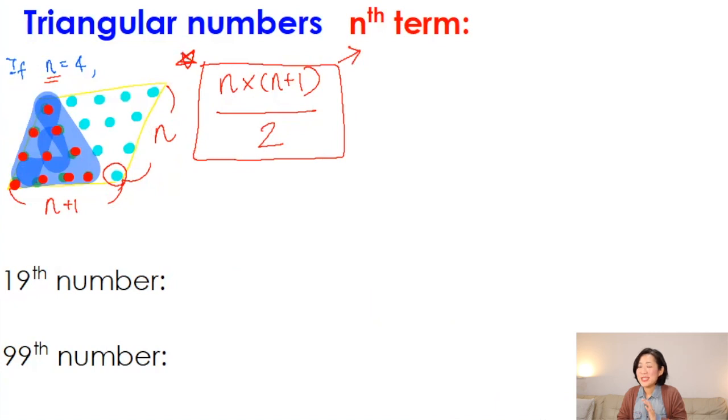Yeah, I know this is tricky, right? But I don't want you to just memorize n times n plus 1 divided by 2. You need to understand why we get this formula, okay? Once you remember the process and clearly understand how we get this formula, then you can memorize it and use it. So now let's find our 19th term.